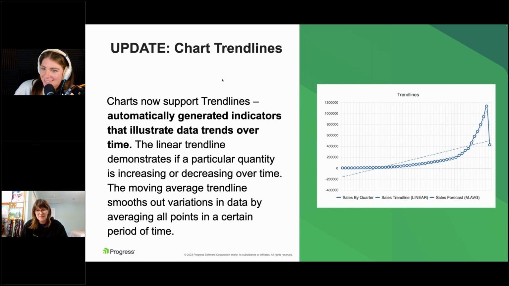Chart Trendlines, yay! jQuery got them as well. I know. Of course, the linear trend line demonstrates a particular quantity increasing or decreasing over time, whereas there's also a moving average trend line that smooths out variations in data, which is my personal preference of trend lines, just in case you were wondering, because I don't want to see these outliers, okay? But the team did mention earlier that they are working on additional types of trend lines. So cool stuff coming up.